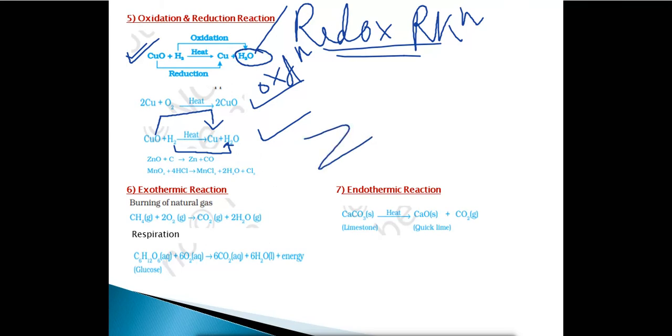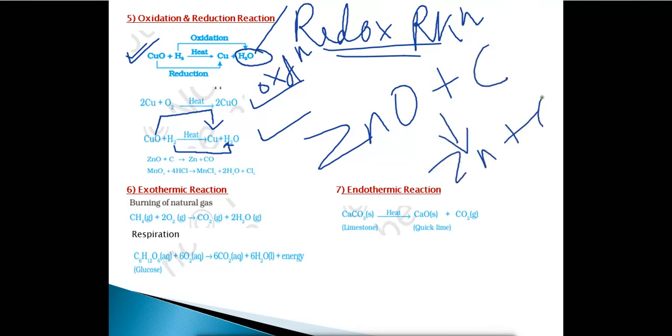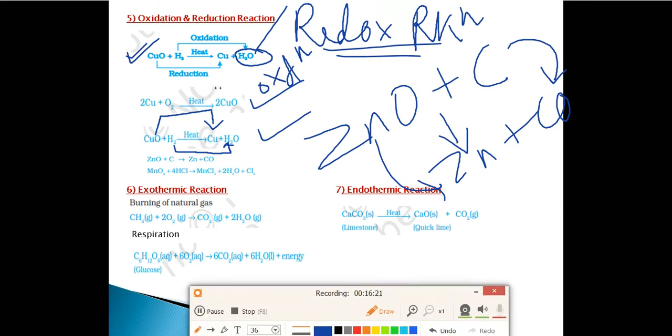Next one is zinc oxide. Zinc oxide plus carbon, so we are getting a product called zinc plus CO. So in this, loss of oxygen is going on, so it is an example of a reduction reaction, and in this oxygen is added, so it is an example of an oxidation reaction. So both the reactions are taking place in the same reaction, so it is an example of a redox reaction.